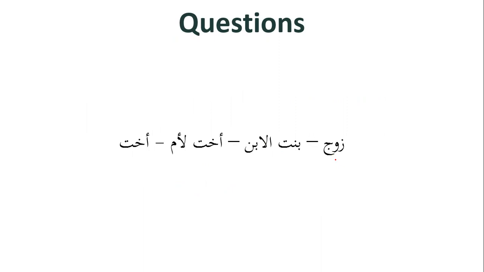So in this situation, first of all, the zawj would receive a quarter, the bint al-ibn half, the ukht li-ummin would be mahjub, and the ukht over here would be asaba.